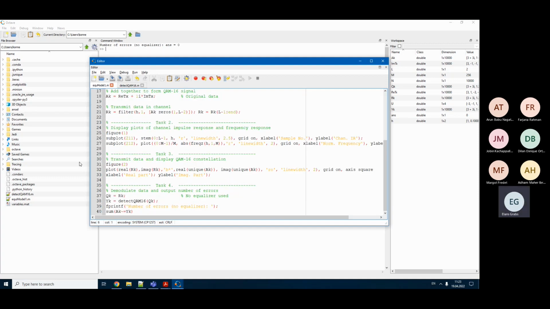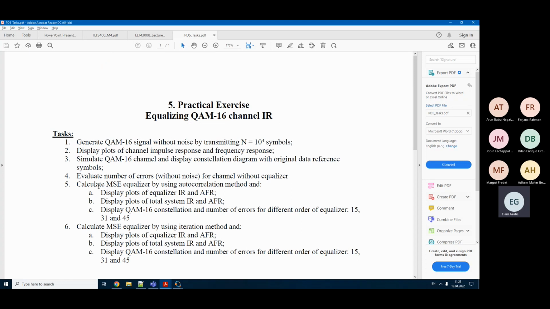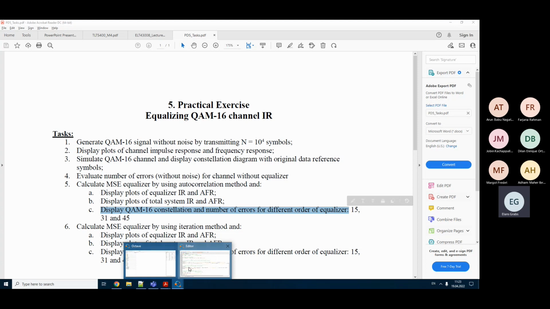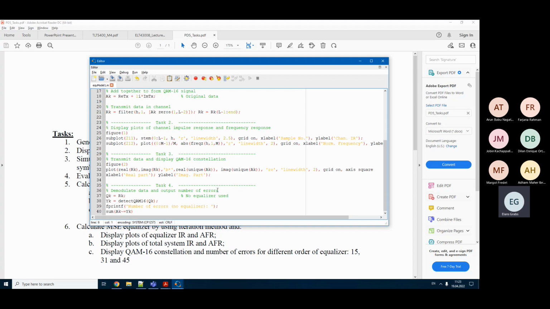Now, that was task 4 without equalizers. Now what we want to do is to start working on our equalizers. First of all, we are going to use the autocorrelation method. Of course, first of all, we need to calculate this equalizer. That is task 5. Then, for that equalizer, plot some results, then demodulate the signal and output the number of errors, which is basically the same thing. Okay, so that's our task 5.